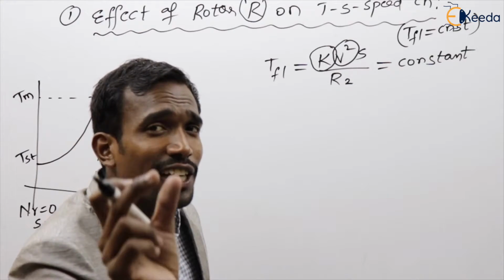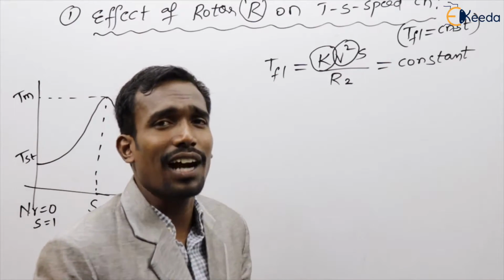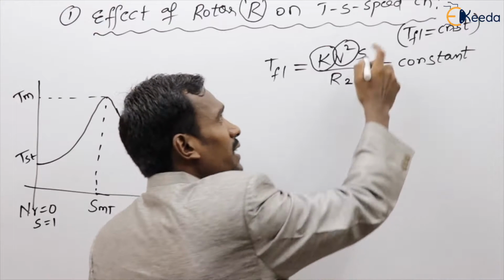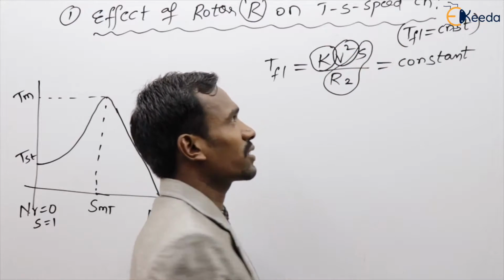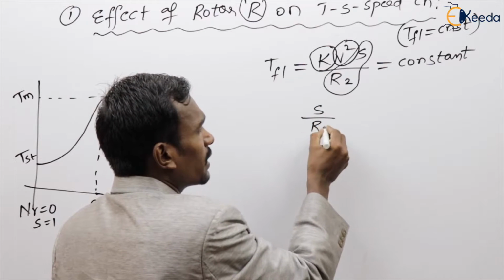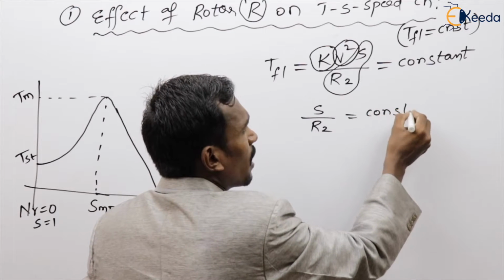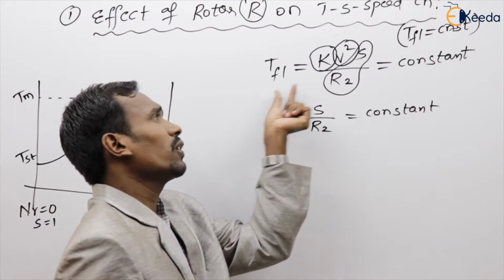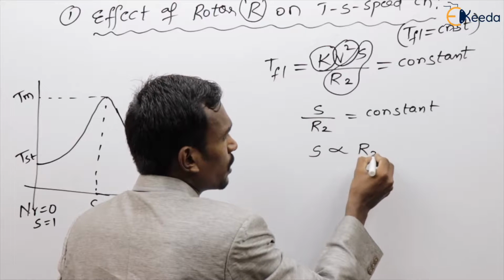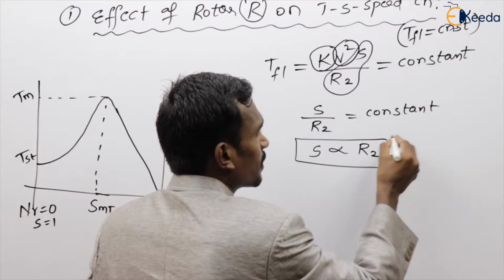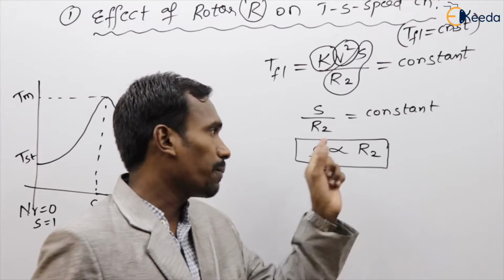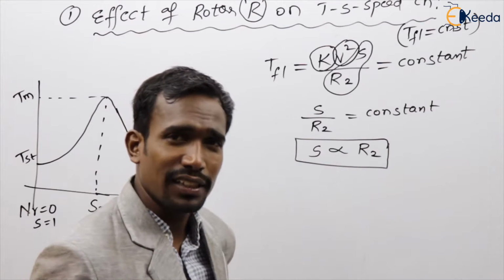Now tell me, what is the condition to get full load torque as a constant? Individually these are not constant, but the combination of these two should be constant. Nothing but S by rotor resistance should be constant, which means full load torque is constant. That is, slip is directly proportional to rotor resistance. Very important formula: slip is directly proportional to rotor resistance.